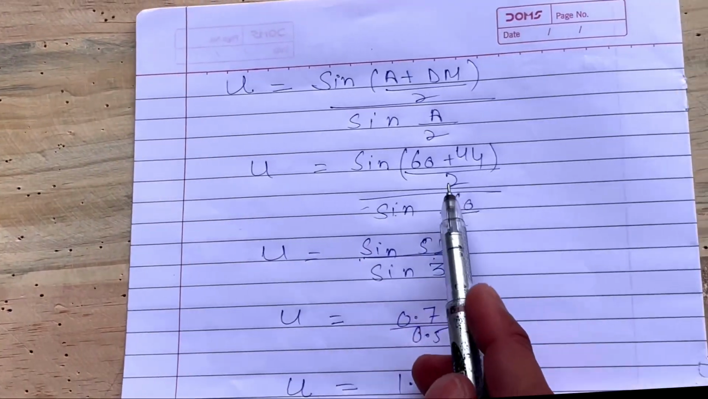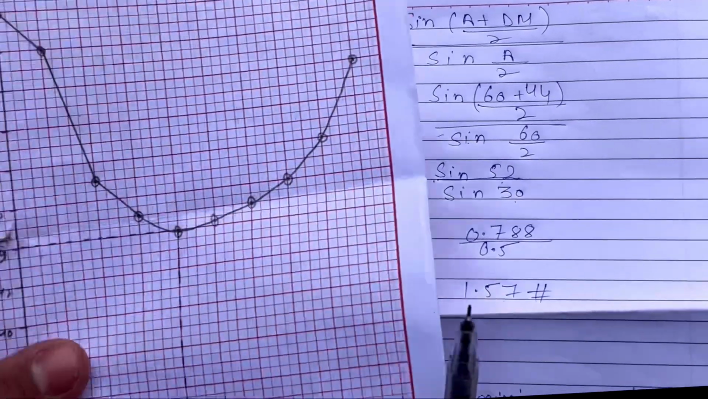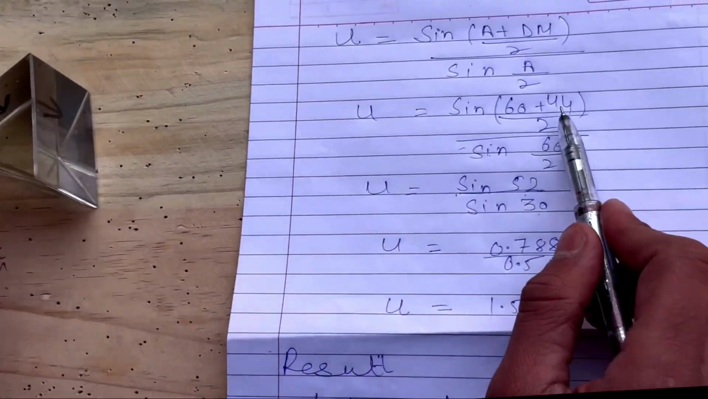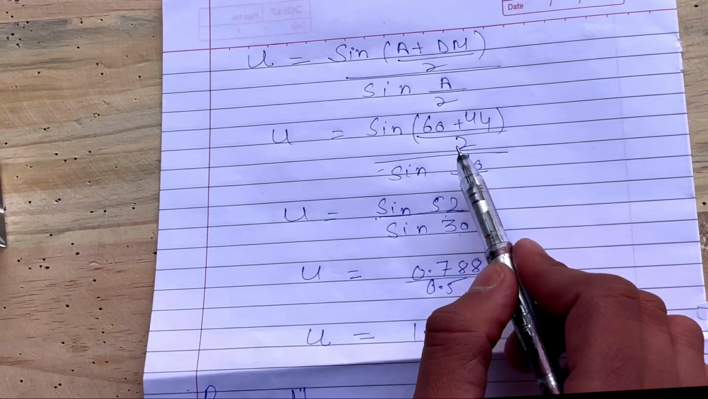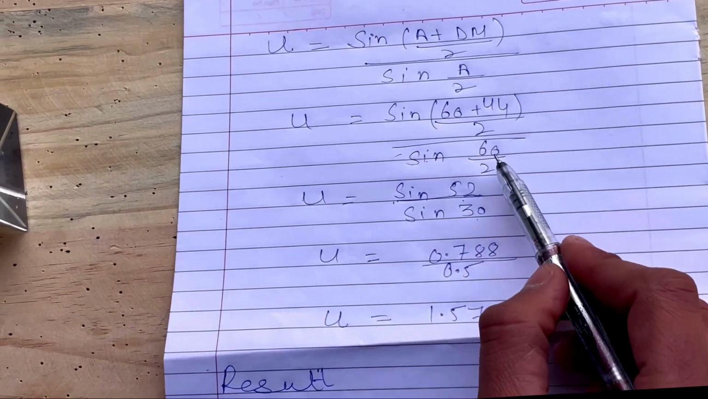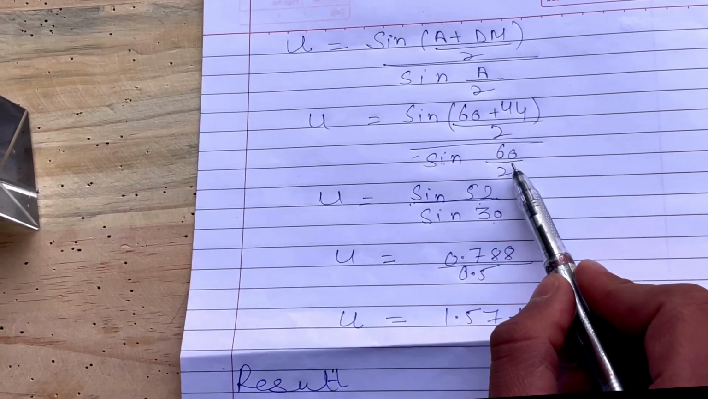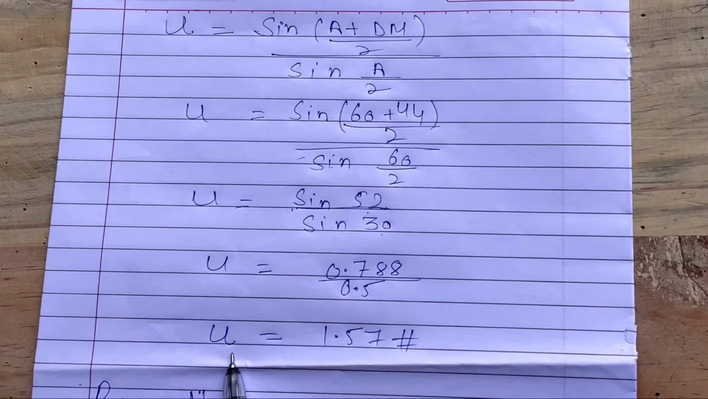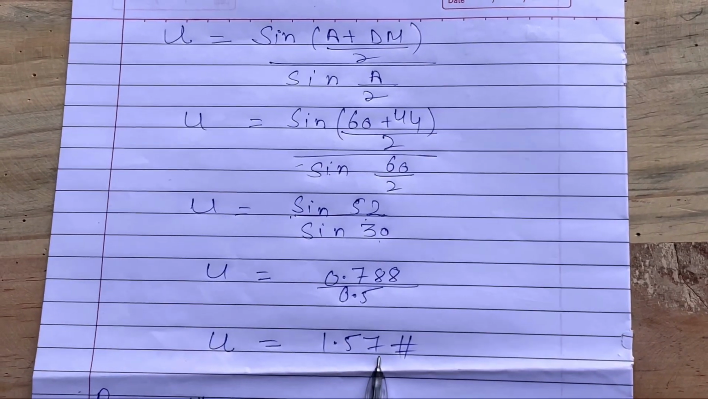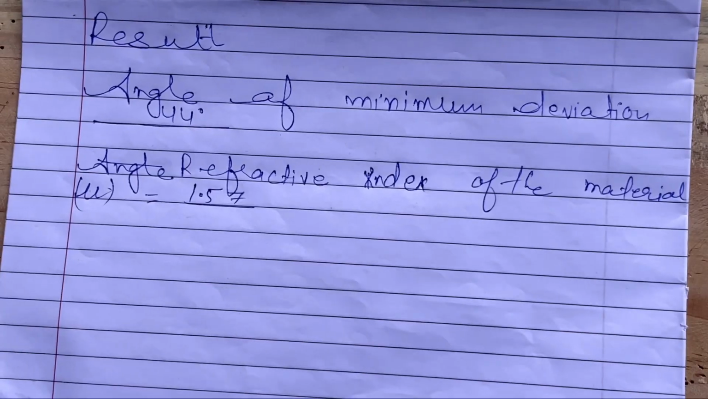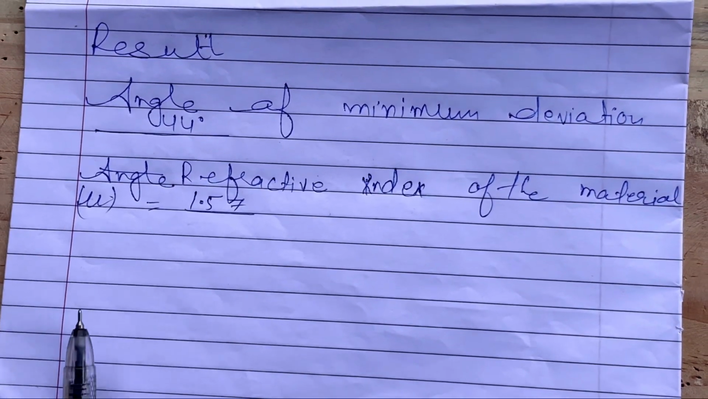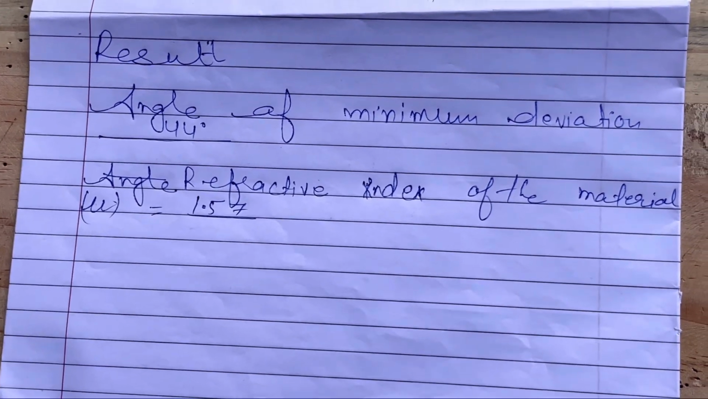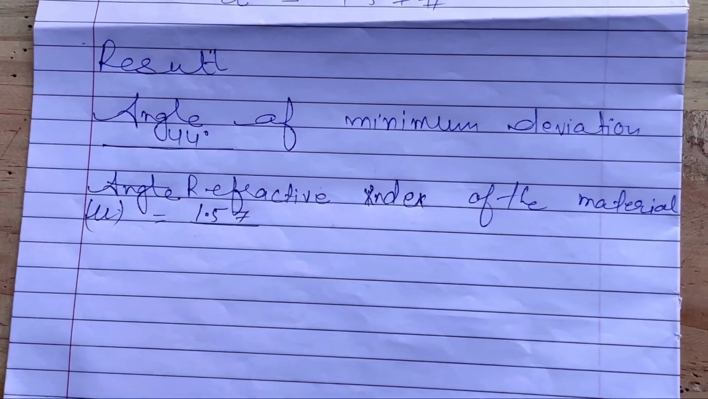Then the angle of minimum deviation, from the graph we find, is 44 degree. Here we can write sin((60 + 44)/2) divided by sin(60/2), where 60 degree is the angle of prism. The answer is that the refractive index of the prism is 1.57. Result: angle of minimum deviation is 44 degree, and refractive index of the material is 1.57. There is no unit of refractive index.